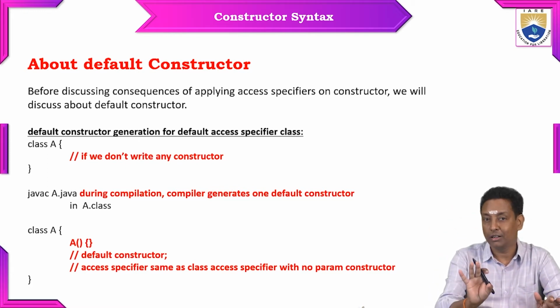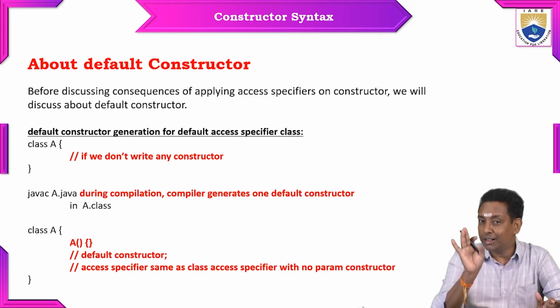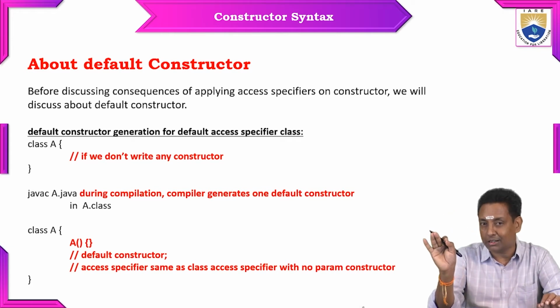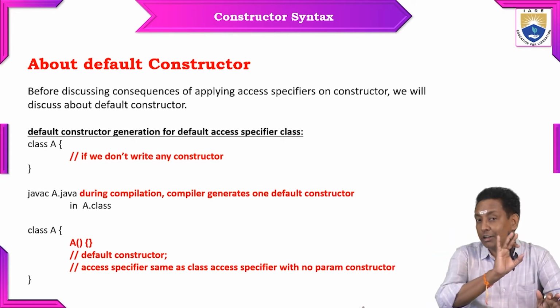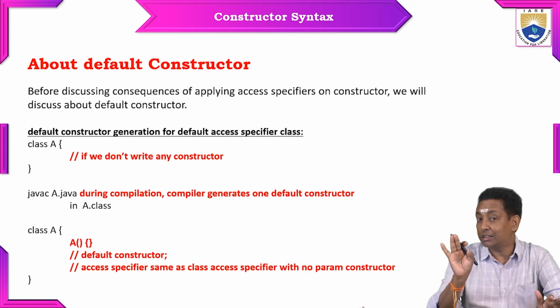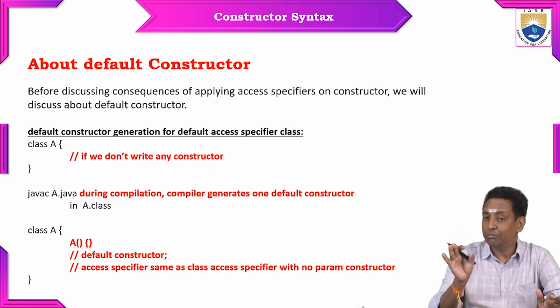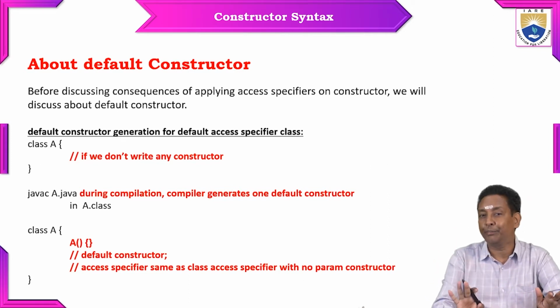But remember, if the developer writes a constructor, one or maybe more than one, once the developer writes a constructor in the class, the compiler will not generate a default constructor. Default constructors are generated by default. And if we don't write any constructor, the by default generated constructors are called default constructors.